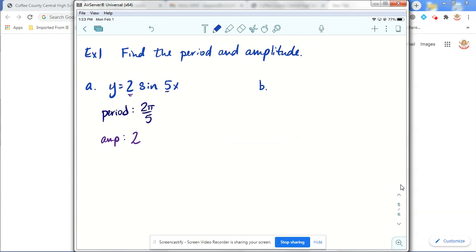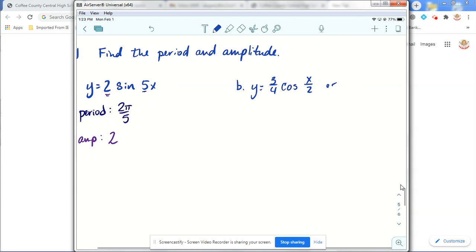All right, so for B, we have y equals 3/4 cosine of x over 2. Right, now I'm going to rewrite that. That could also be written y equals 3/4 cosine of 1/2 x. So x over 2 is the same as 1/2 x.